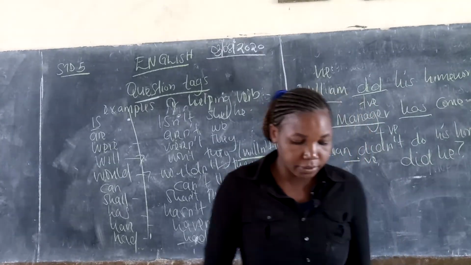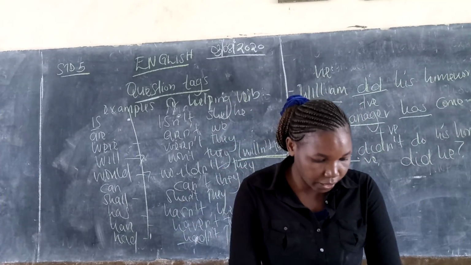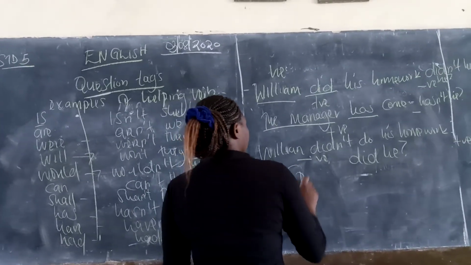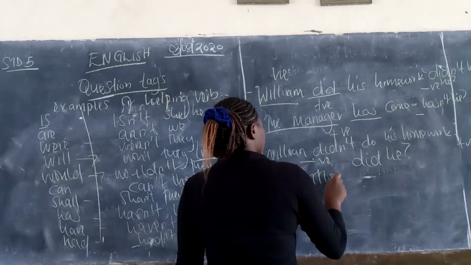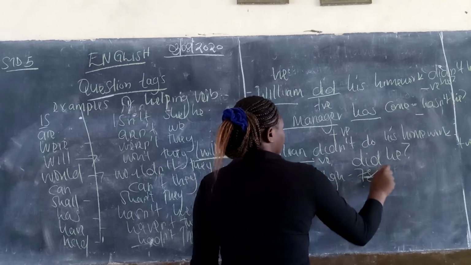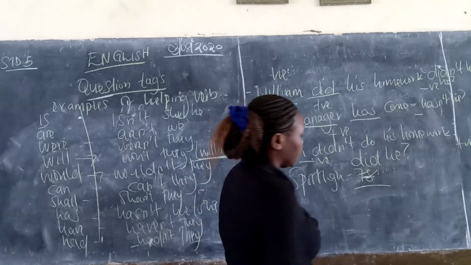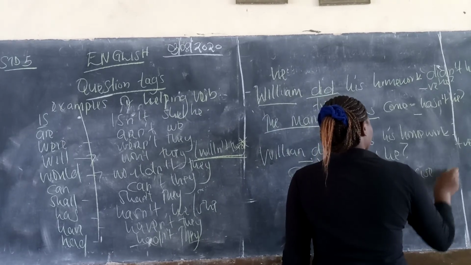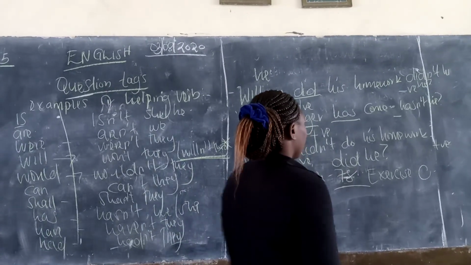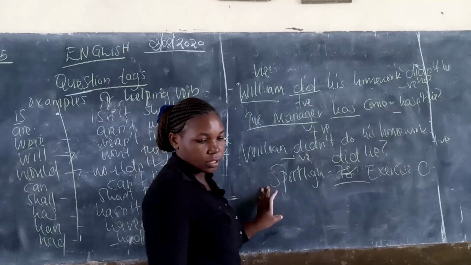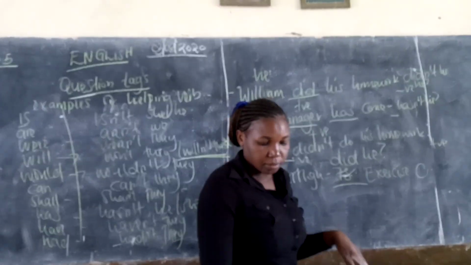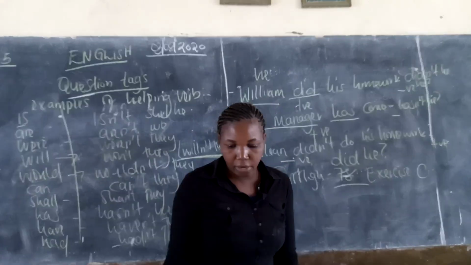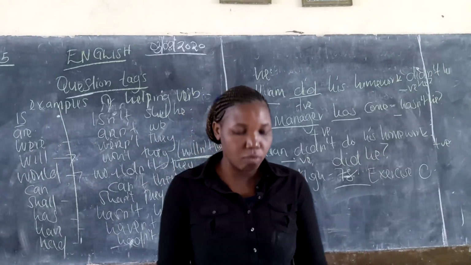Now, I will give you the exercise. I'll be sending the exercise: Spotlight, page 78, Exercise C. That is the exercise for those who have the textbook. Those who don't have the textbook, I will be sending their homework.